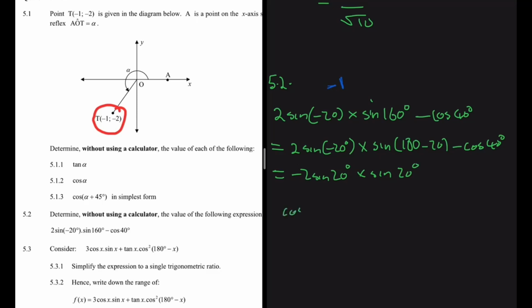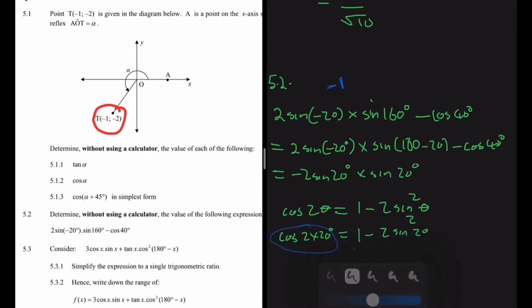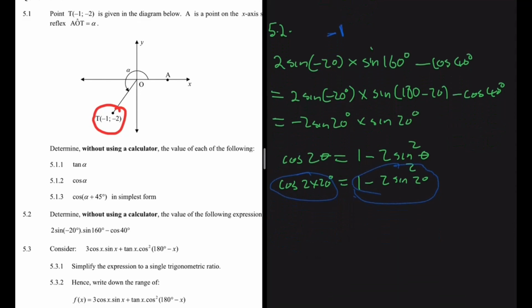We know that cos of 2 theta is equal to 1 minus 2 sine of theta squared, right? Here we have 40 degrees, right? So cos of 2 multiplied by 20 degrees is equal to 1 minus 2 sine of 20 degrees squared. So in place of cos of 40 degrees, we can put 1 minus 2 sine of 20 degrees squared, right? So let's go ahead and apply that idea.